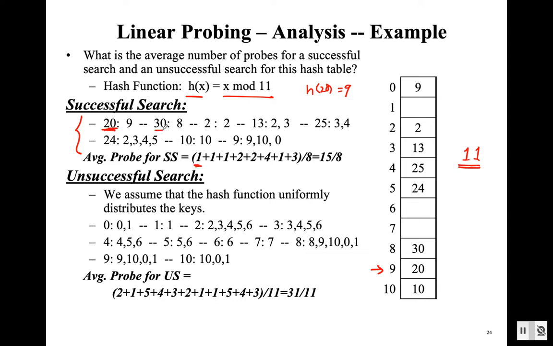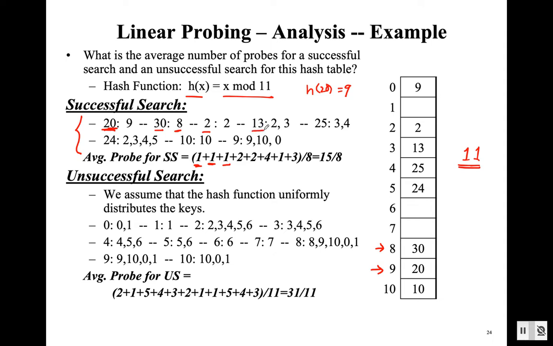So we're looking for item 30. 30 mod 11 is 8. Okay, so 30 mod 11 is 8. So let's look for the item 30 in the index 8. We found the item, so number of probing is 1. Okay, and here for 2 also number of probing is 1.